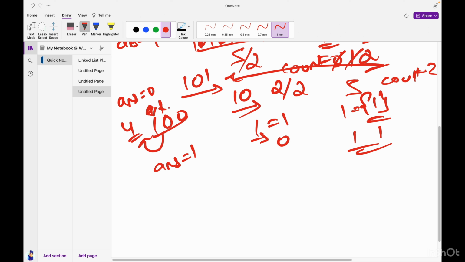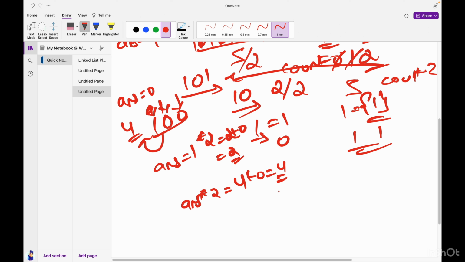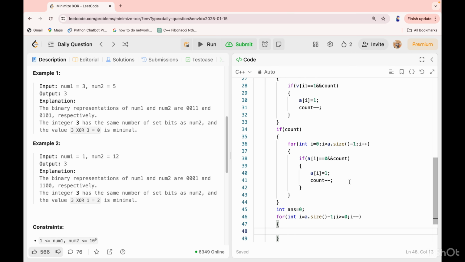Okay, now coming to this bit, we will multiply the number with 2. So this becomes 2. 2 plus 0 equals to 2. Okay, now for this bit, firstly we will multiply it by 2. So 2 into 2 equals to 4. 4 plus 0 equals to 4. So the answer is 4. We have got it through this way. We will traverse from MSB to LSB. What we will do, we will first multiply the answer with 2.